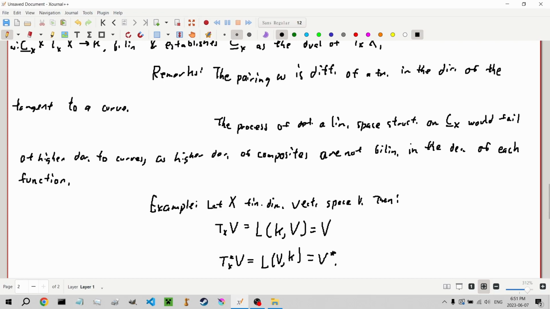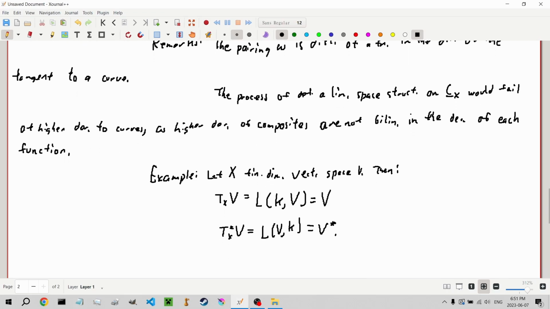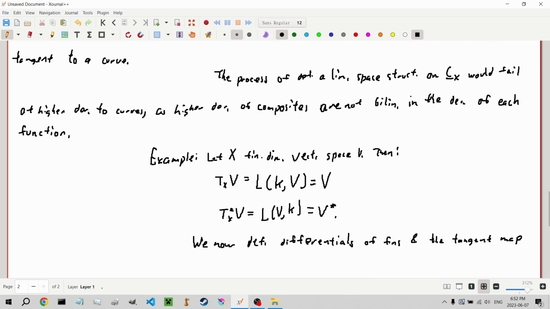We shall now find the related concepts of differentials to a function and tangent map to a morphism. I'll just write it down. We now define differentials of functions and the tangent map to a morphism.